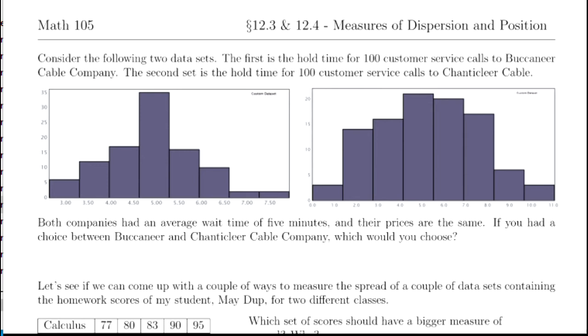In this first data set, the majority of the calls are contained in that bar, so basically you know what to expect. There are lots of calls all over the place here, so you wouldn't really know what to expect when you call. When you call Buccaneer Cable Company, you expect to be in that largest bar. And so that's what you would choose, the Buccaneer one, because you know what to expect. The results are less spread out.